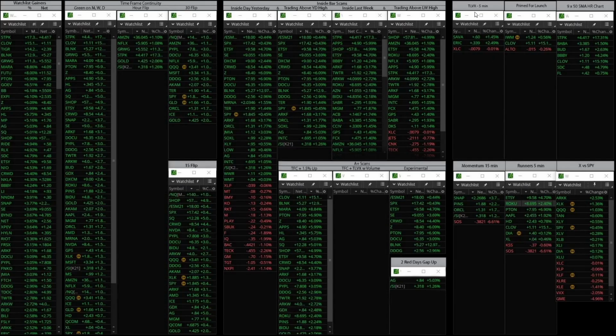Okay. In this case, we're looking at the 5 minute time frame, and the trade line for us is the 9 EMA, the 9 EMA on the 5 minute, and does it cross the VWAP?